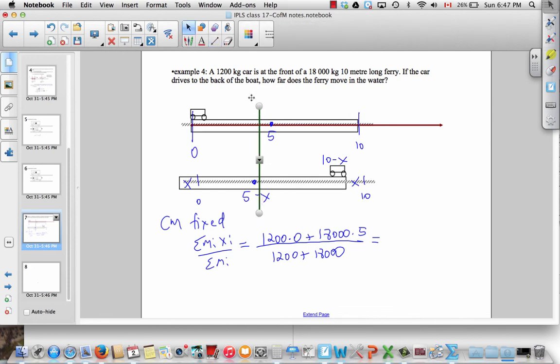So it's going to be at the same place after the car drives. That's probably about where it'll be.